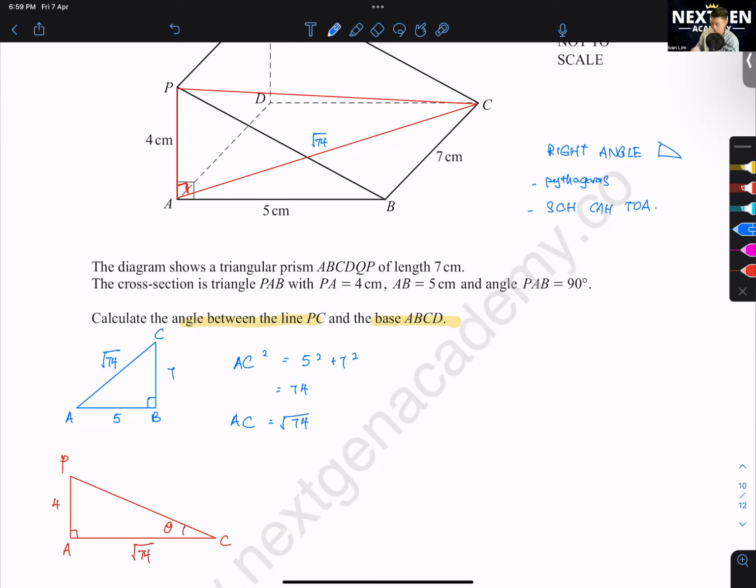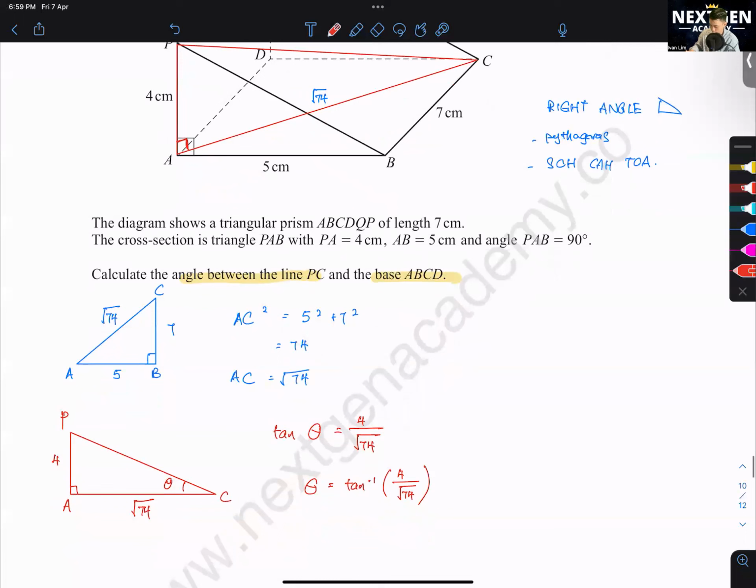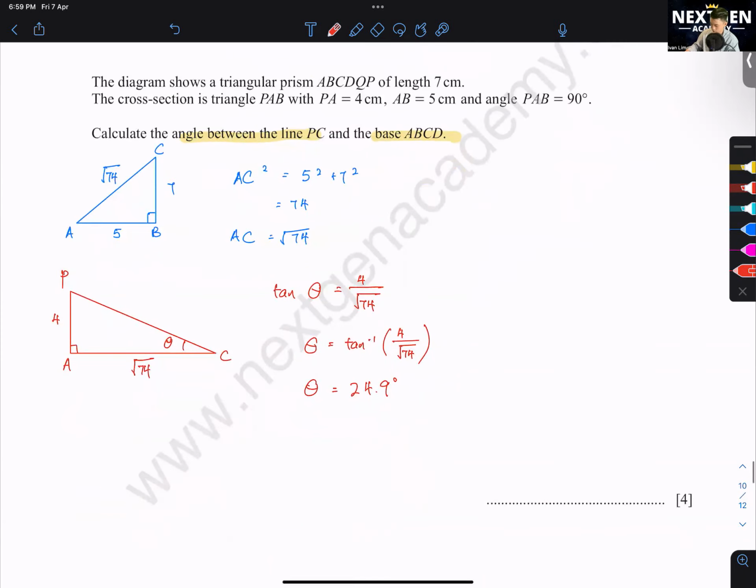Tangent, right? Very good. So we will use tangent theta equals 4 over square root 74. Theta will be arctangent of 4 over square root 74. Opposite over adjacent. Then for the final answer, we just write it to 1 decimal place. You'll get 24.9 degrees.